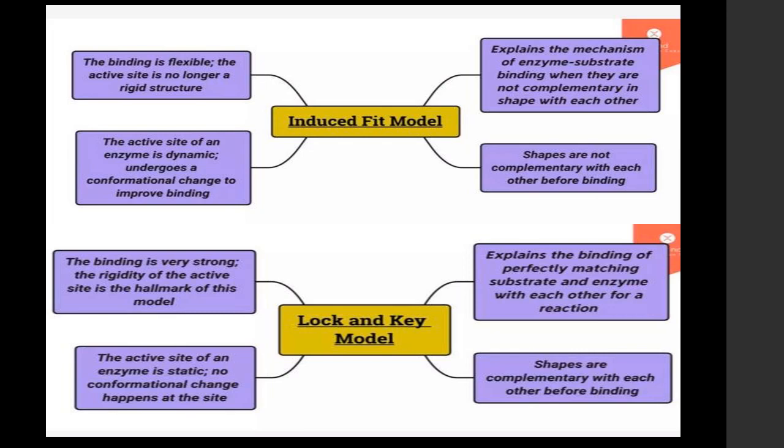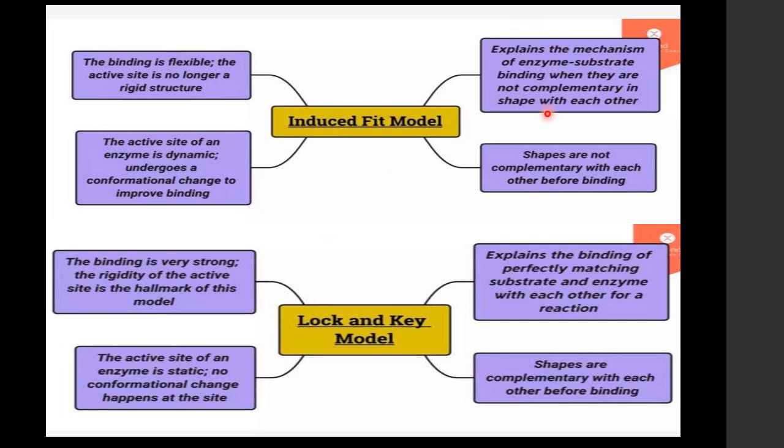Now, students, let's look at the differences between the induced fit model and the lock and key model. In the induced fit, the binding is flexible. The active site is no longer a rigid structure. Here, the binding is very strong. The rigid structure of the active site is a hallmark of the lock and key model. But in induced fit, the active site of an enzyme is dynamic and undergoes a conformation change to improve binding. In the lock and key model, the active site of an enzyme is static. No conformational change can happen at the site.